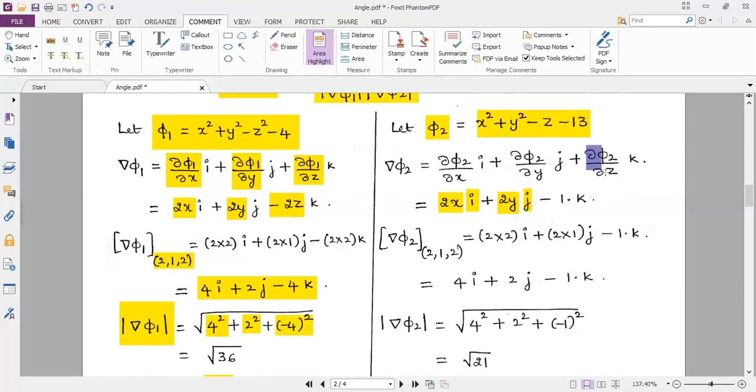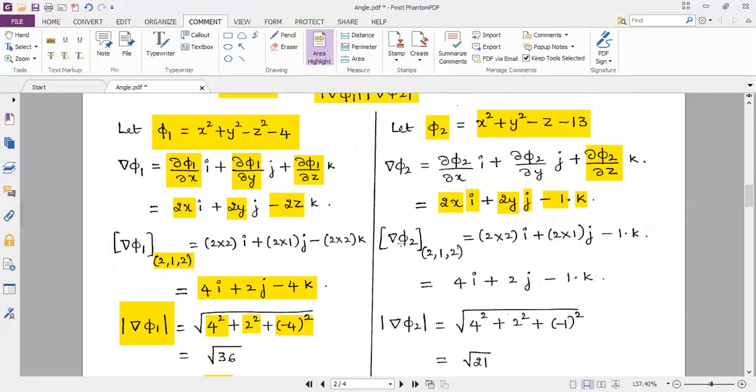dou phi by dou z, partial differentiation with respect to z is differentiation of minus z, which is minus 1. x square plus y square minus 13 is a constant with respect to z differentiation. So differentiation of a constant is 0. That's why minus 1 into k cap.